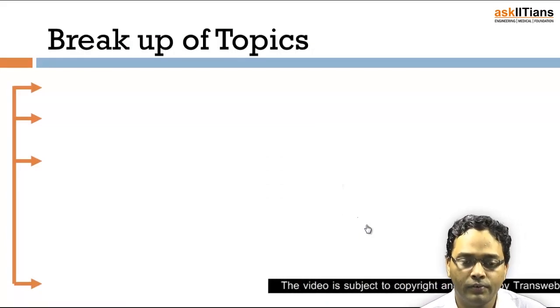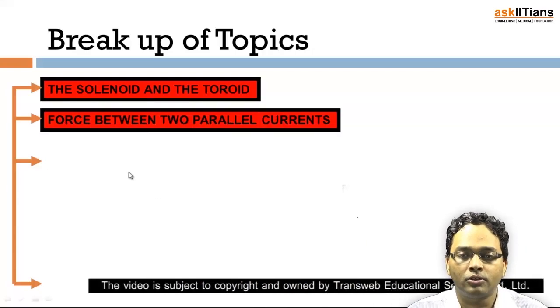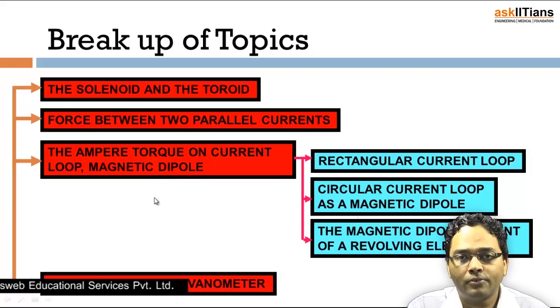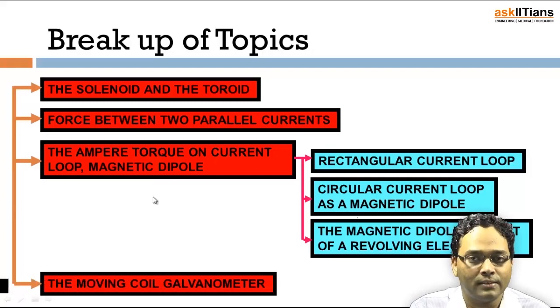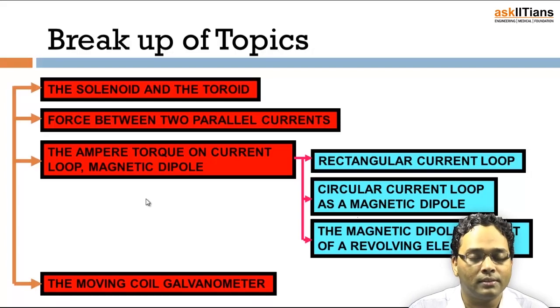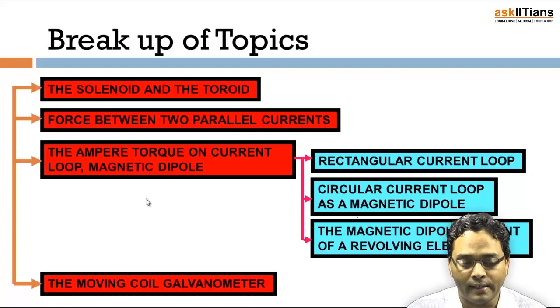First of all, we'll understand the solenoid and the toroid, and what is the difference between them. Then we'll also try to understand the force that acts between two current carrying conductors when the current is moving in the same direction. Because when the current moves in the same direction, the force is attractive, and when the current is moving in opposite directions in parallel wires, the force is going to be repulsive. We'll be using the right hand rule for finding the directions.